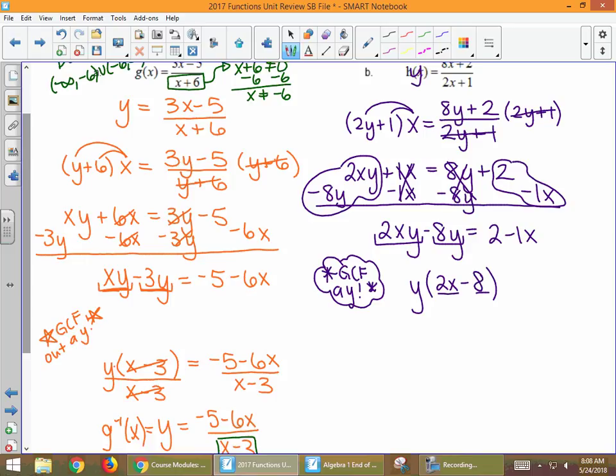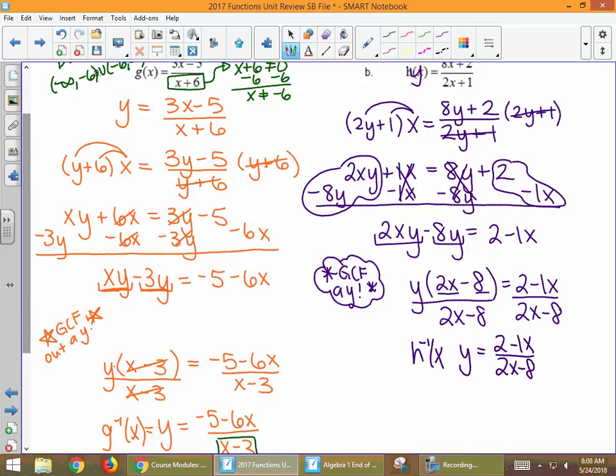Now that's not necessarily the greatest common factor. We could have taken out a 2 as well, but we want to get y all by itself, so that's really all I'm worried about separated at this point. And then to get y all by itself, we're going to divide both sides by 2x minus 8. That's h of x, so this is h to the negative 1 of x.